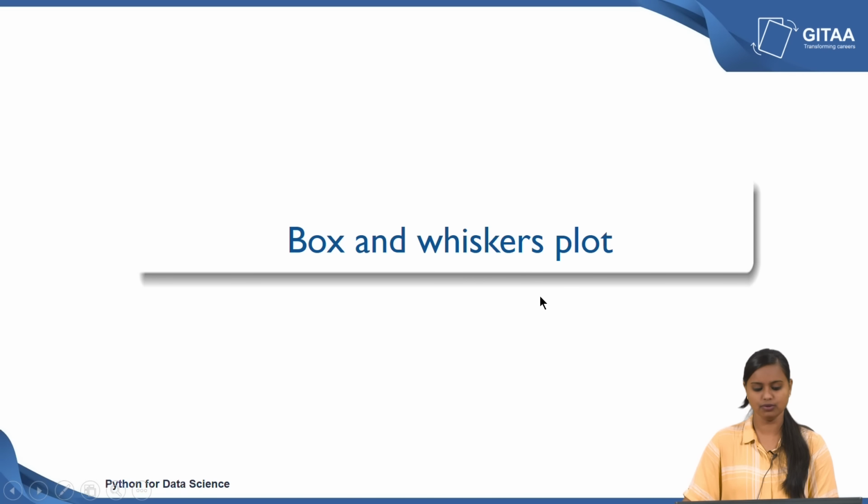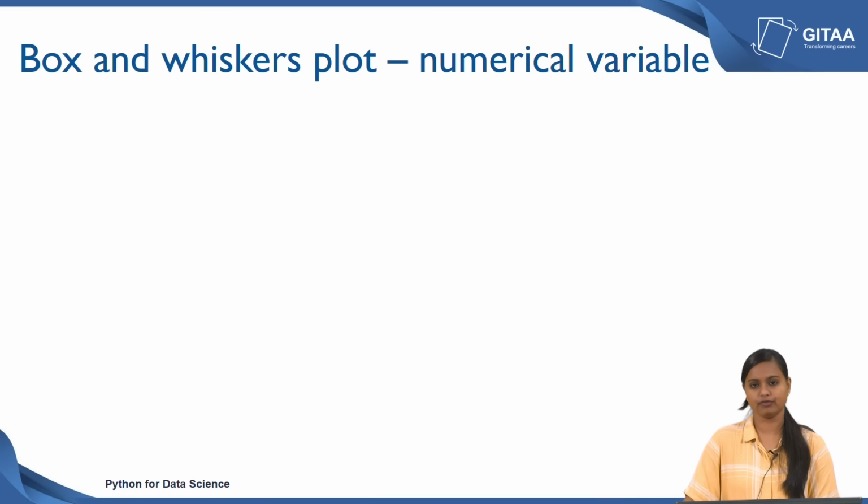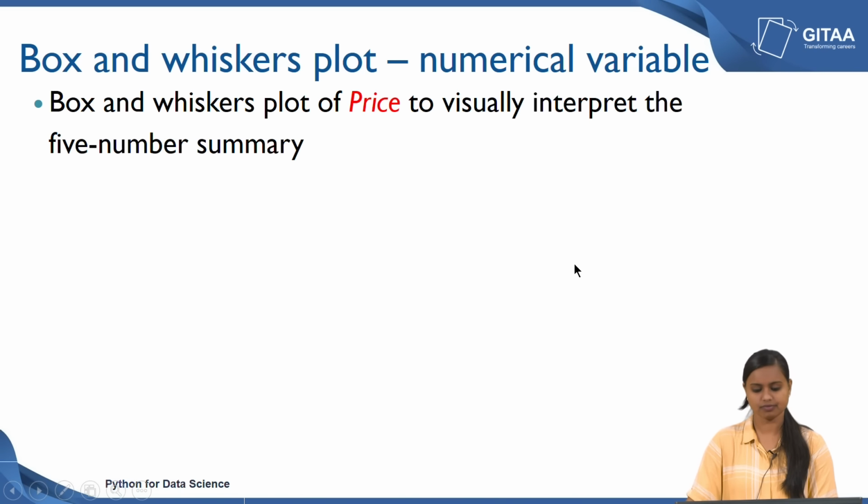So, next we are going to look at the box and whiskers plot. We are going to look at this box and whiskers plot for a numerical variable. If you have a numerical variable in your data frame and you want to interpret more from the variable, then you can go for a box plot, because the box plot will give you the visual representation of the 5 number summary. The 5 number summary includes minimum, maximum and the 3 quartiles. Those are first quartile, second quartile and third quartile.